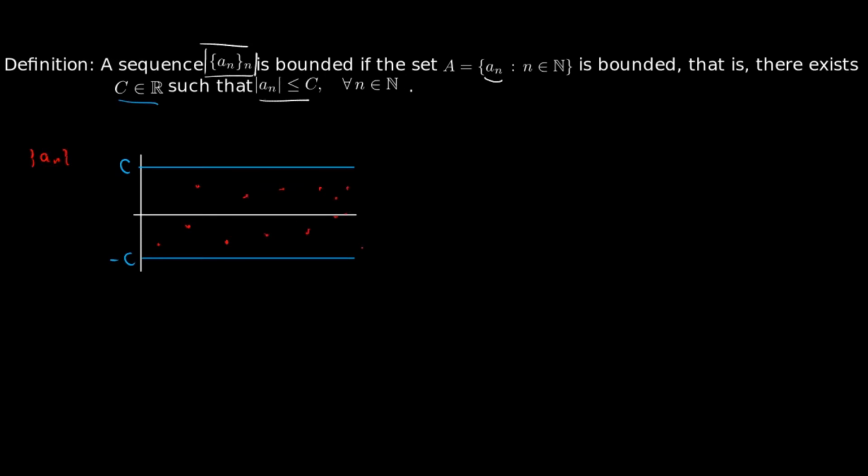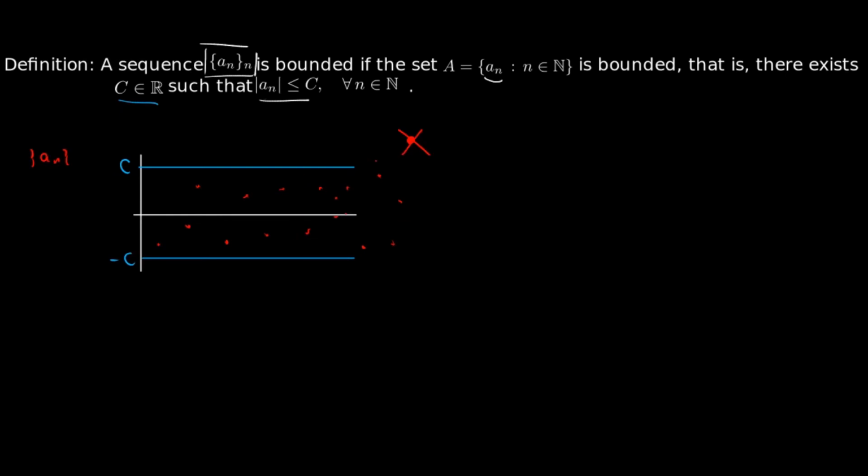It doesn't matter if they're closer or further away from the axis and from c and minus c, but they are bounded by c. So it cannot happen for one of the elements of a to be here. This cannot happen. They are always between minus c and c.